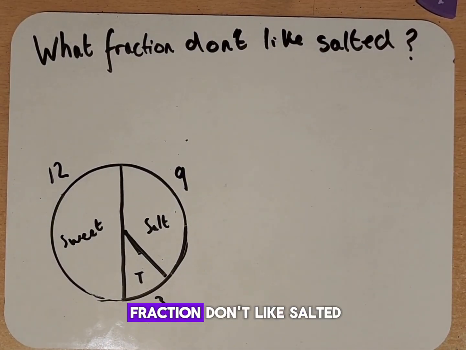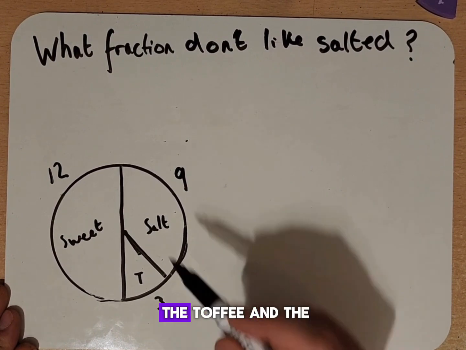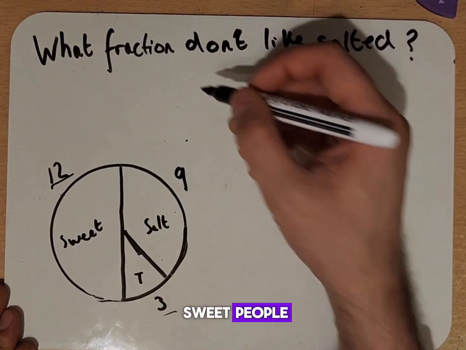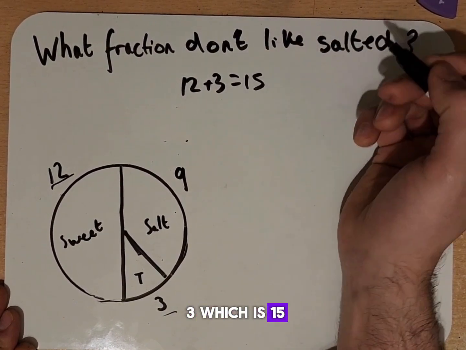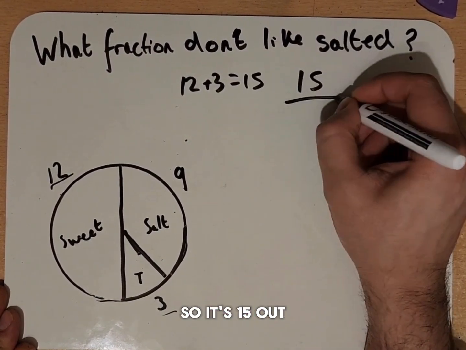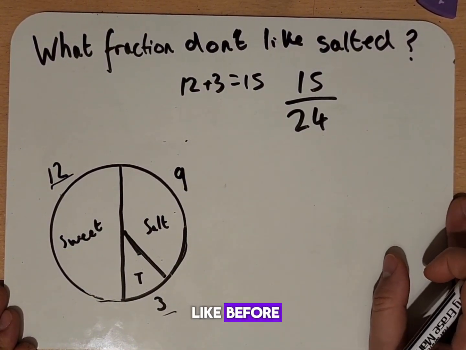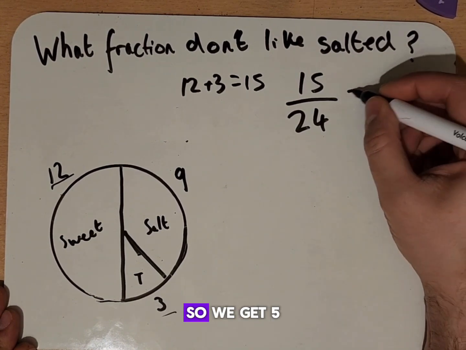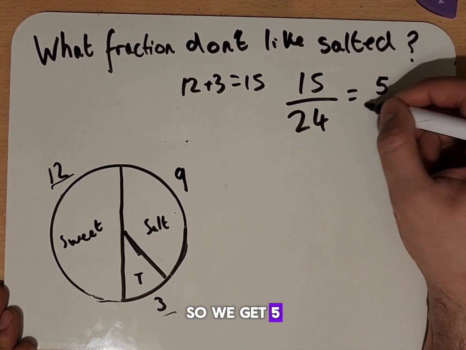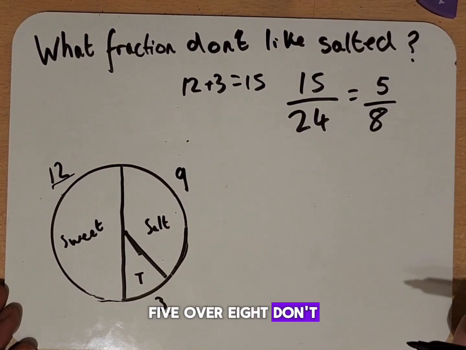Here we have, what fraction don't like salted? Those who don't like salted are the toffee and the sweet people. That is 12 add 3, which is 15. So it's 15 out of 24. And just like before, we can divide both of these numbers by 3. So we get 5/8. 5/8 don't like salted.